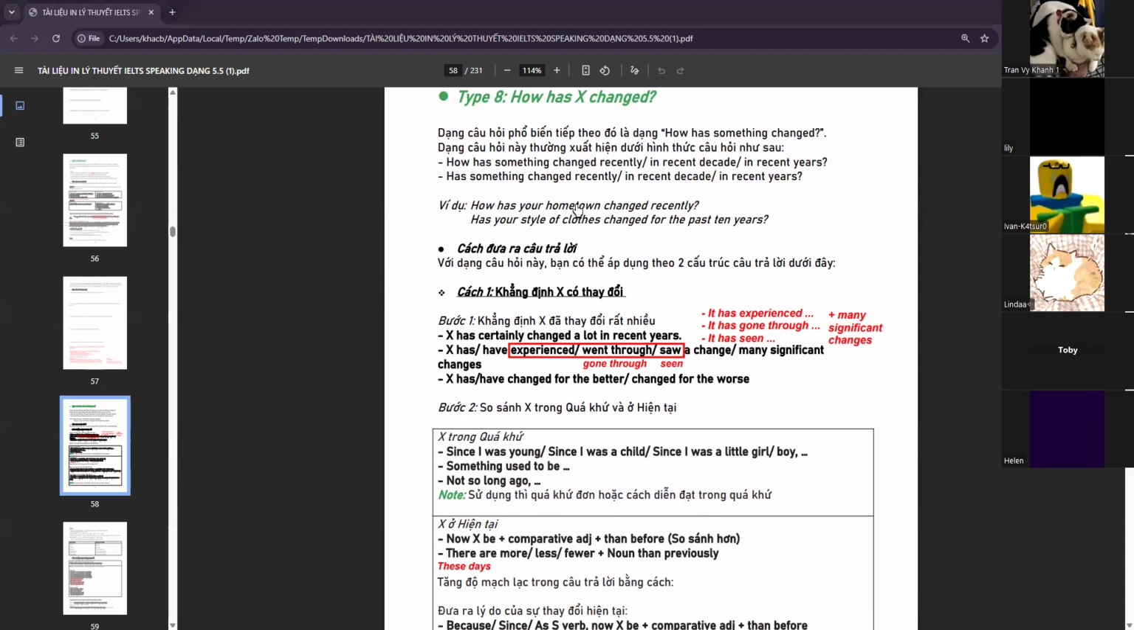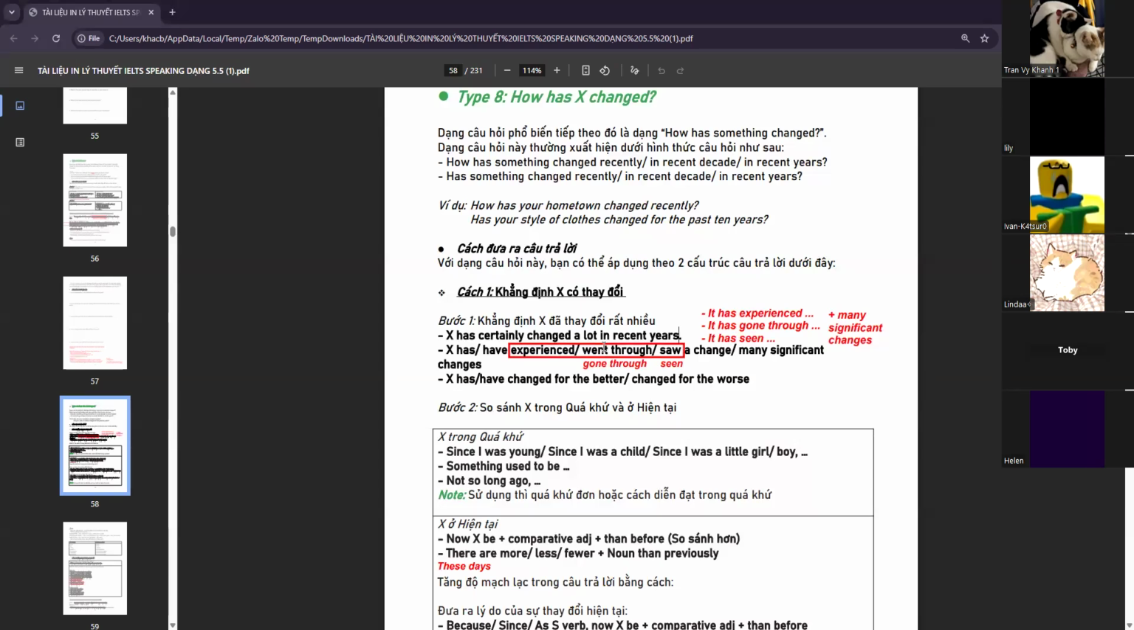Now, unlike the last one where you only give what's different and why it's different, you also need to compare both sides. So, for example, if you had how has your style of clothes changed for the past 10 years, you would compare your old and new clothes. You would say what's different.